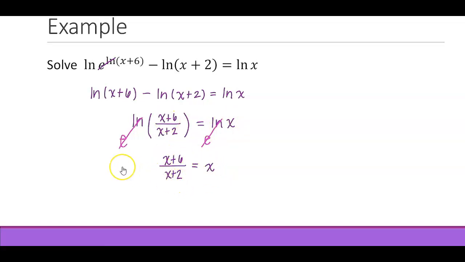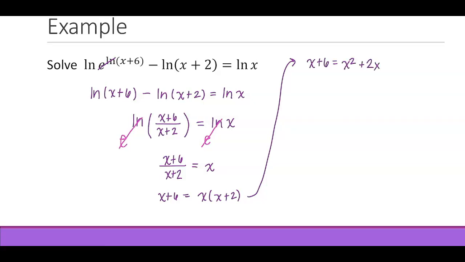So now we're solving this equation here, which we can solve by cross-multiplying or thinking about multiplying the x plus 2 to the side with the x. So I have x plus 6 equals x times x plus 2. So I have x plus 6 equals x squared plus 2x. I have a quadratic equation, so I'm going to start to move everything over to one side, set it equal to 0. So I have x squared, I'll have just plus x because I'm going to subtract the x over, 2x minus x is x, and I'm going to subtract the 6.